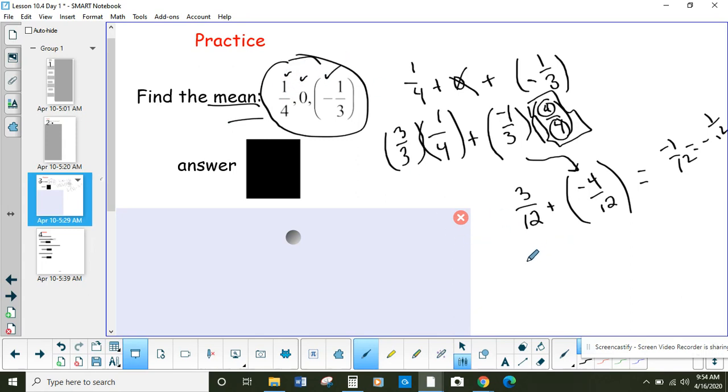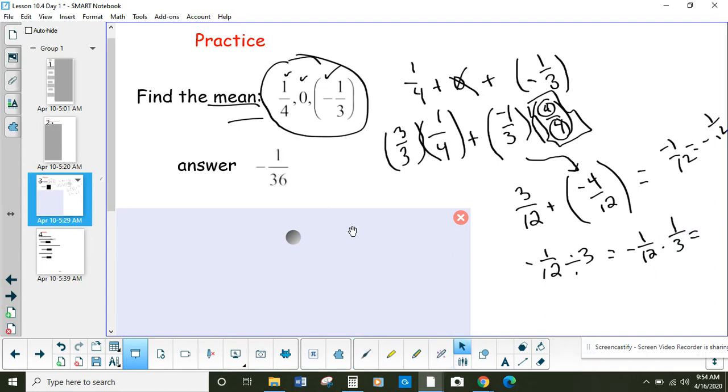So now I have negative 1/12, and I need to divide that by 3. How do we divide when there's a fraction involved? We multiply by the reciprocal. The reciprocal of 3 is 1/3. There's no 1's to cross out, so I should get a mean of negative 1/36.